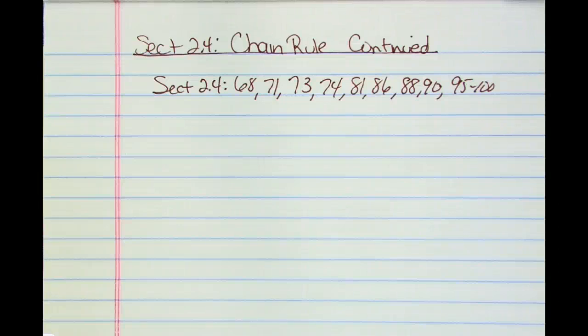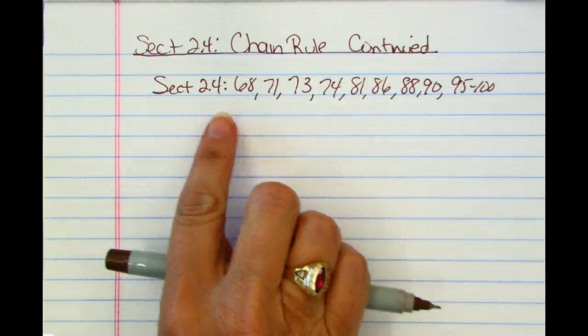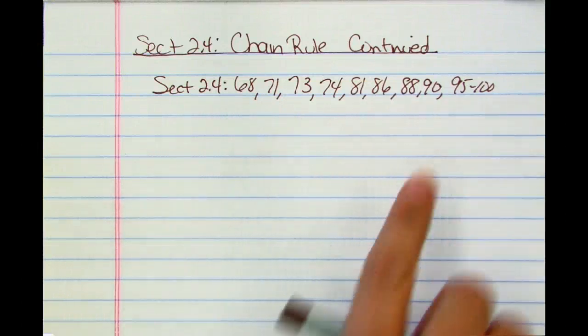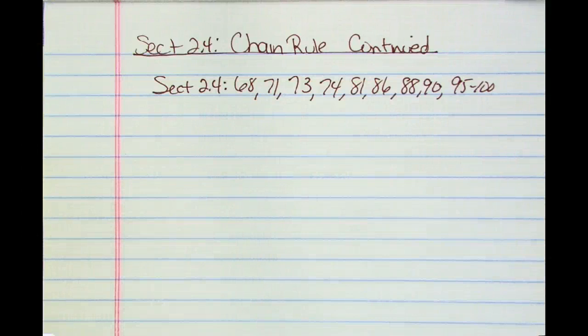This evening will be a short lesson, continuing with section 2.4 on the chain rule. First I will give you the homework assignment out of section 2.4. There are quite a few even numbers in here, so I'll get you those answers tomorrow in class.